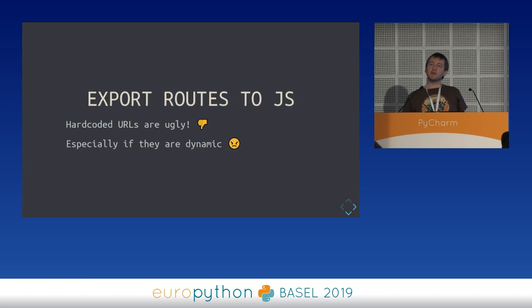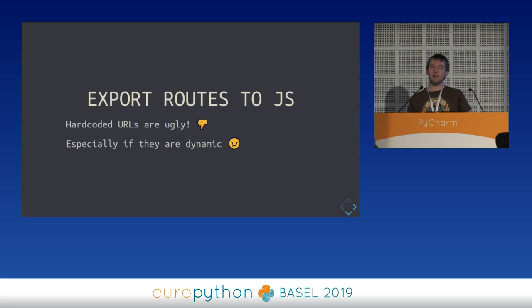And for example, if you change the endpoint name in your code, or not the endpoint name, the URL, are you going to remember to update it everywhere in your JavaScript? I mean, you might have tests for both front-end and back-end, and yeah, I guess you update those tests, but the tests will still pass, except that now you have different URLs on the two sides. So unless you have tests covering both, the application itself might not work anymore. So yeah, hard-coded URLs are pretty ugly, and even more so if they're dynamic.